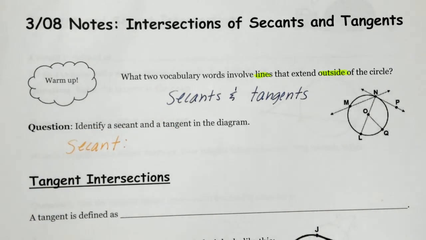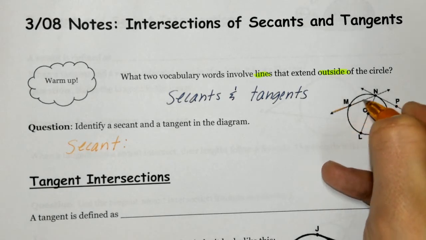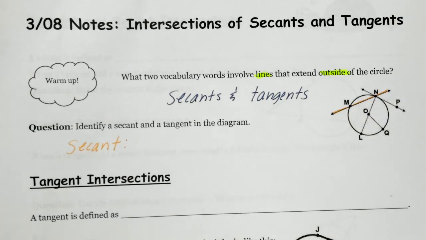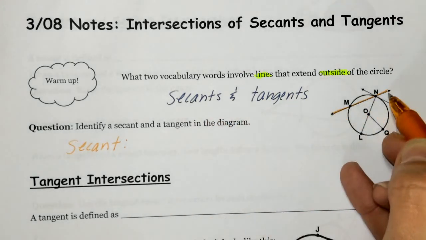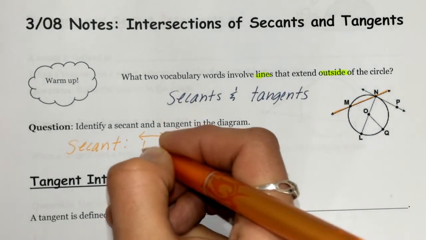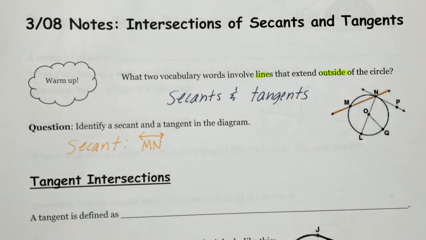Okay, the secant slices. It's going to be the line that goes into the circle, slices through, and exits out another end. So we take a look at the lines. Here we have line MN slices through. It's going to be a line that continues both directions forever, so we're going to put that line symbol over the letters MN.